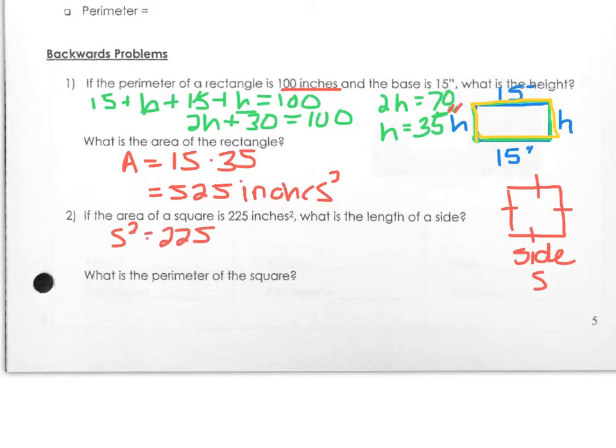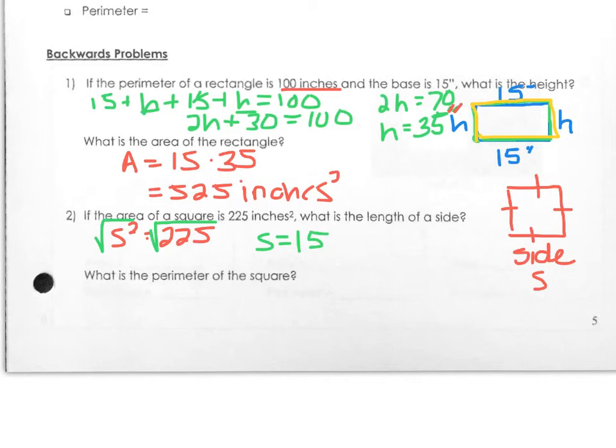So maybe you can figure this out in your head, maybe you use your calculator, but the idea is what number times itself is 225. So you could either figure this out for yourself, or if you want to use your calculator, what you're going to be doing is taking the square root of both sides. So the square root of S squared is just S, and loading this into the calculator, the square root of 225 is 15.